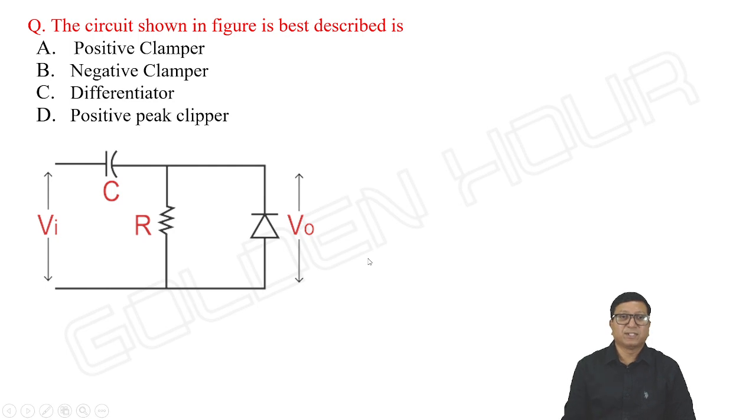See this question. The circuit shown in the figure is best described as: positive clamper, negative clamper, differentiator, positive peak clipper. Actually, positive peak clamper they should write. Okay, doesn't matter. So the diode is directed upwards, it is a positive clamper. It's a simple one.